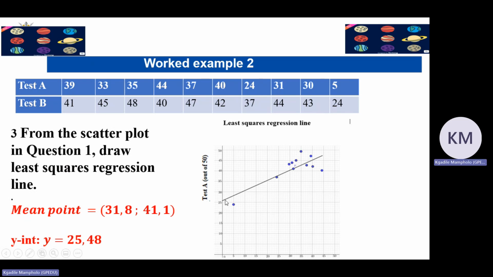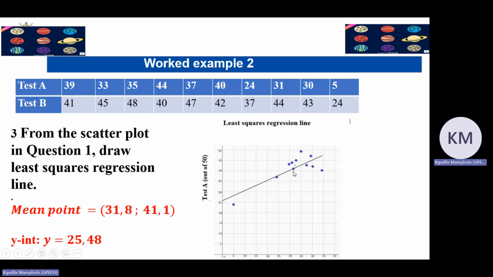Then you put your ruler on the y-intercept and the mean point. Then you draw the line. Then the gradient will be correct. So it means the line must pass through there, must be from the y-intercept and the mean point.